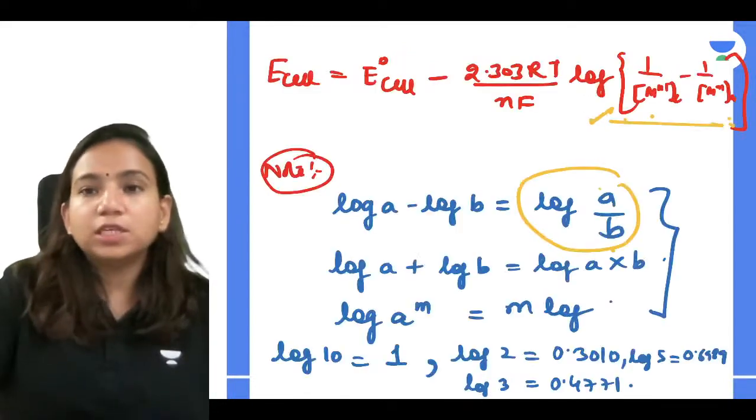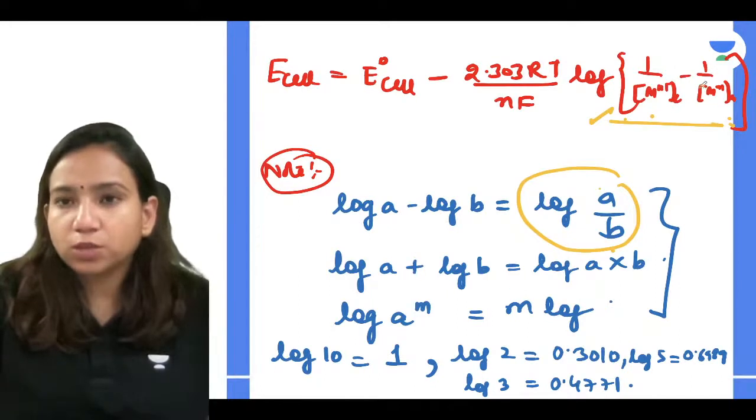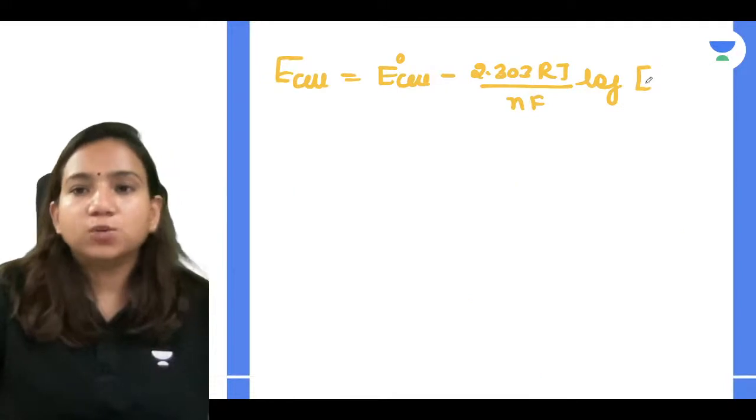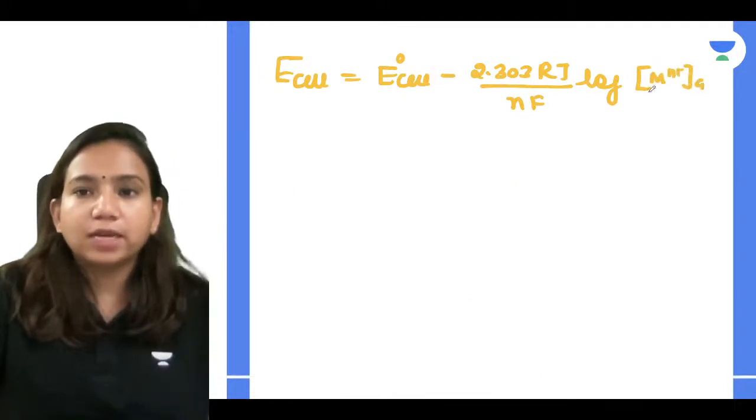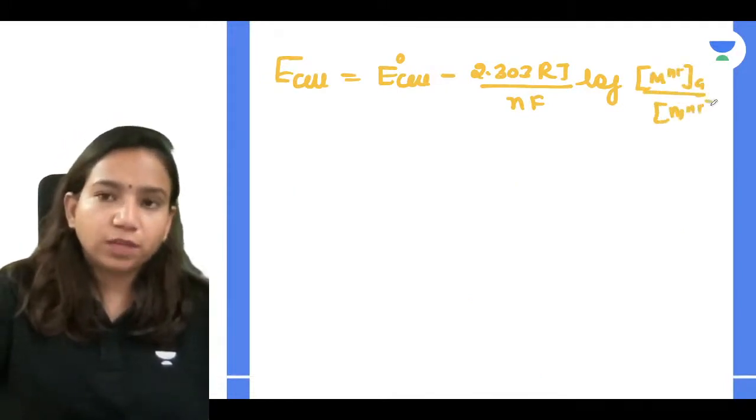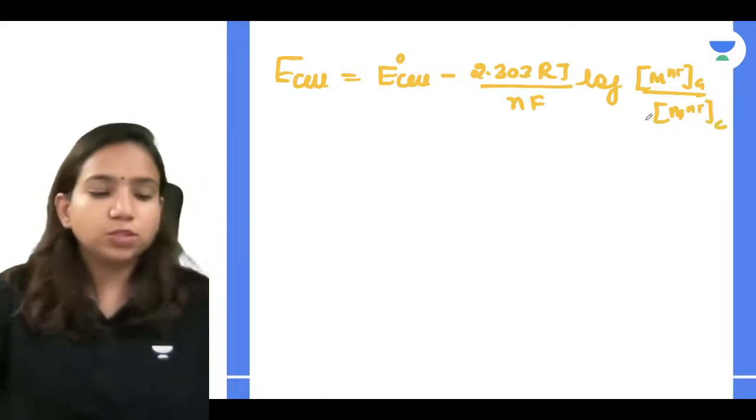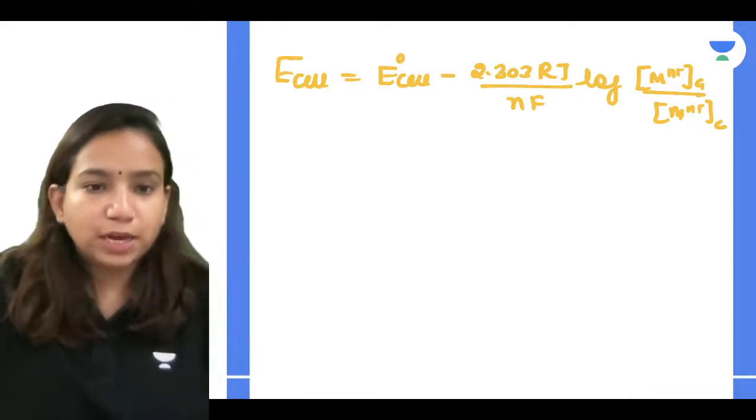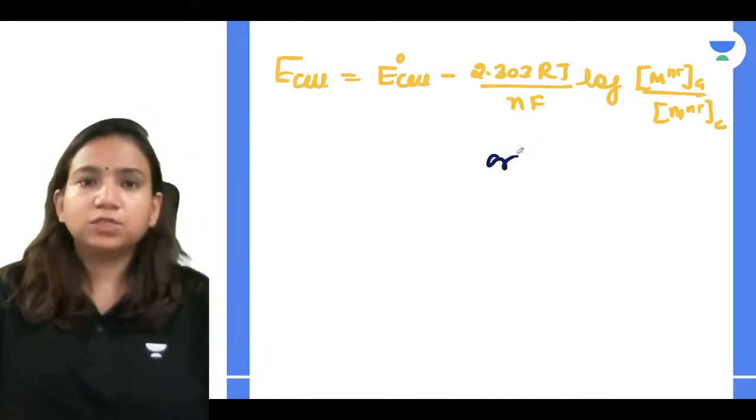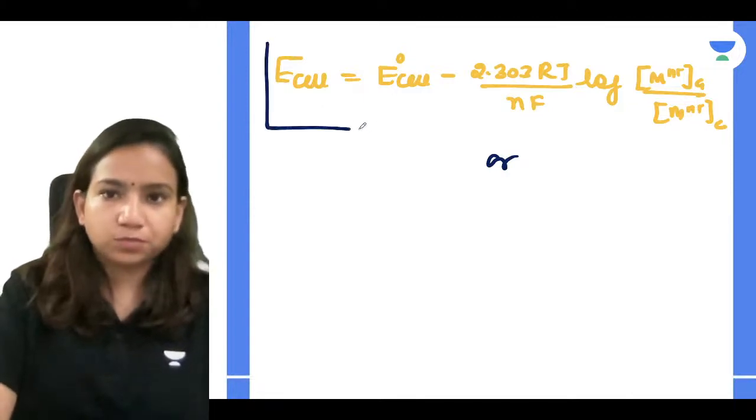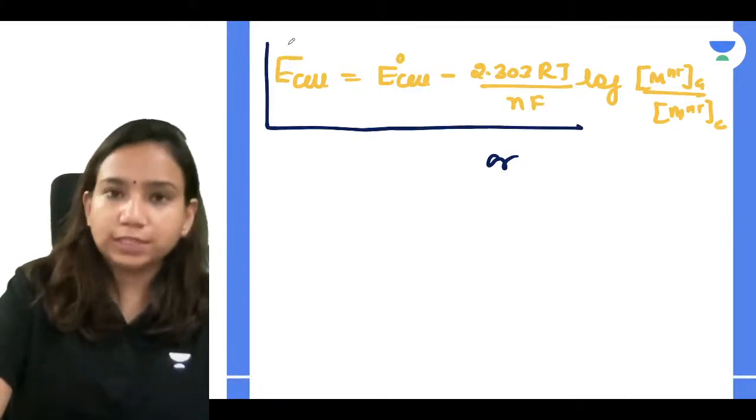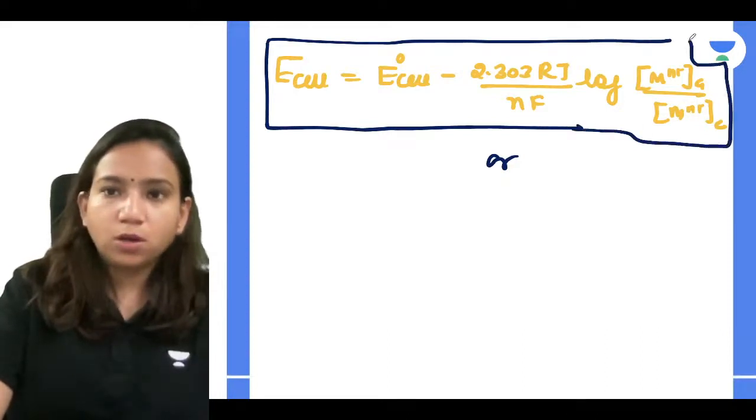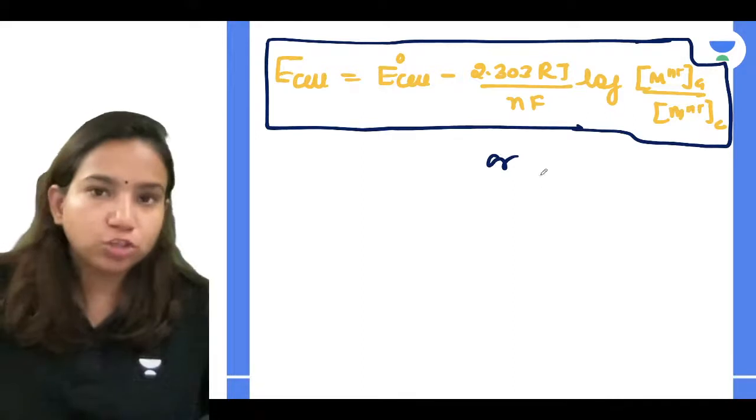So it is in reciprocal, guys. 1 upon Mn positive cathode divided by 1 upon Mn positive anode. So anode is going to go above, and you will get the concentration of anode ion divided by concentration of cathode ion. So this is the equation we get. Remember that, E is equal to E naught cell minus 2.303 RT by NF log concentration of anode divided by concentration of cathode.